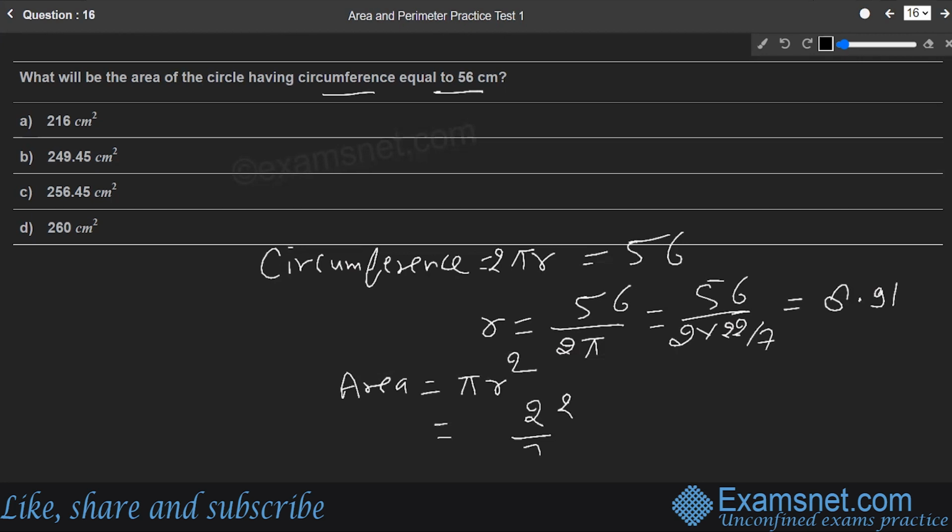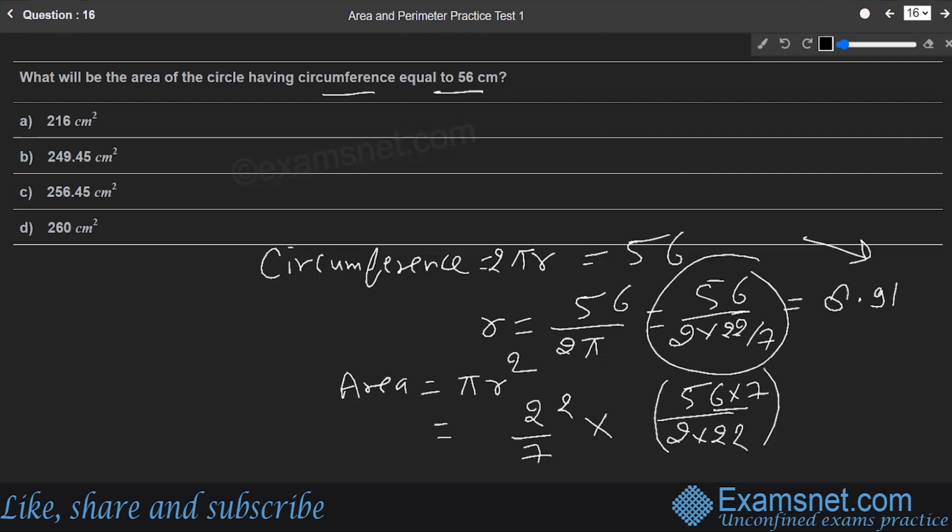So it's going to be 22 by 7. And in place of r, we could have just used this directly instead of finding out the decimal value. So pi is 22 by 7 and r is 56 by 2 into 22, and the 7 goes up, into 7 whole square. This is what we are supposed to calculate. If this is calculated further, this is coming close to somewhere close to 250 or 249.